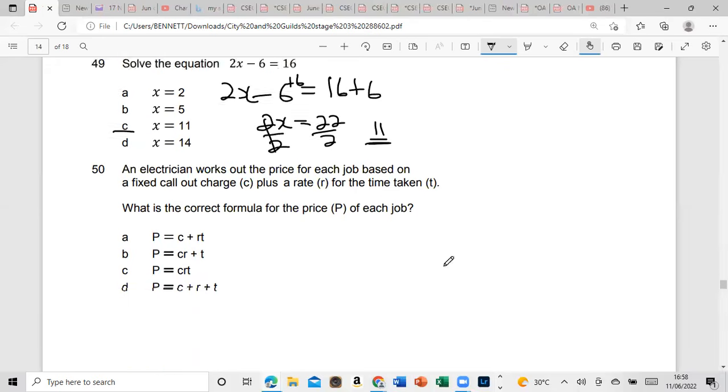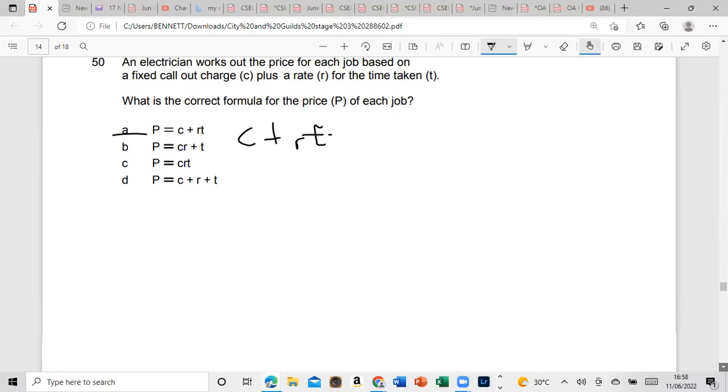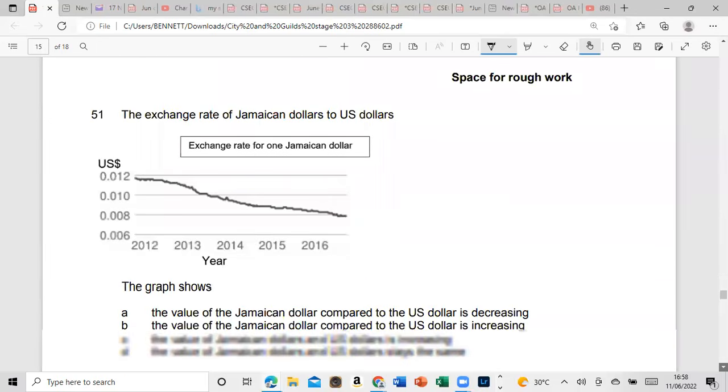An electrician works out the price for each job based on a fixed charge of C. So a fixed charge does not change with time, plus a rate R and the time taken. So that's RT. So the answer is letter A. Alright, let's move on to 51.